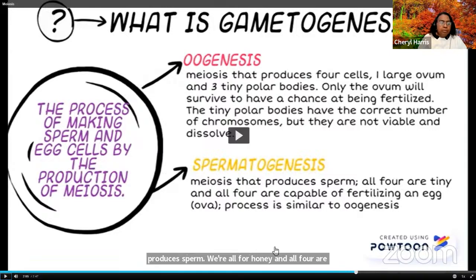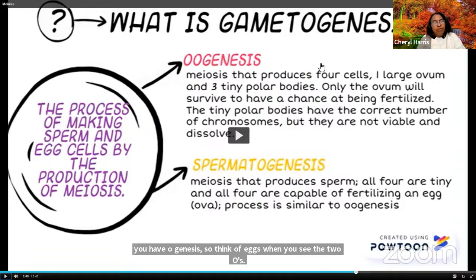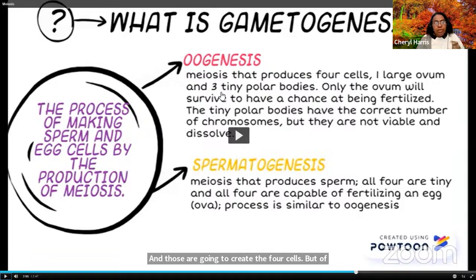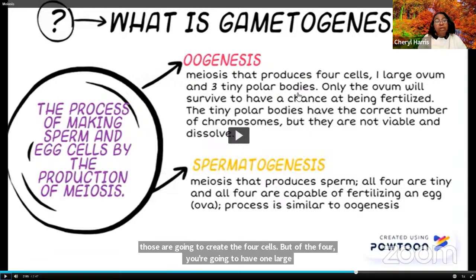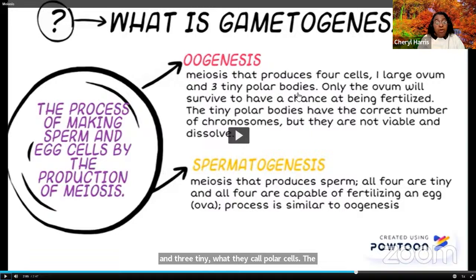All right, more vocabulary. So you have oogenesis. So think of eggs when you see the 2 O's. And those are going to create the 4 cells. But of the 4, you're going to have 1 large and 3 tiny, what they call polar cells. The polar cells are going to be discarded. They're going to eventually disintegrate. Only the ovum. So you got a lot of vocabulary here. Oogenesis is for egg cells, the creation of egg cells, and you're only going to get 1 large ovum.